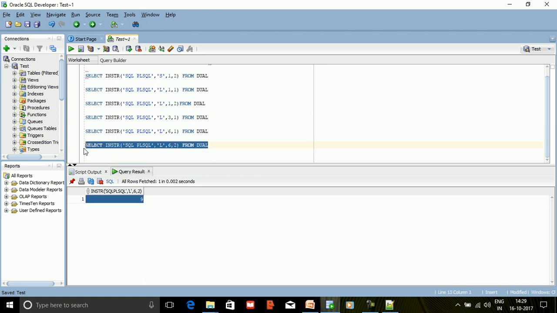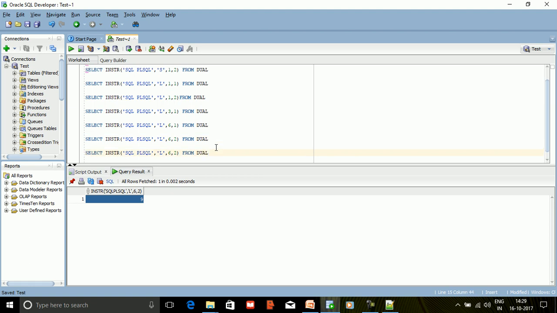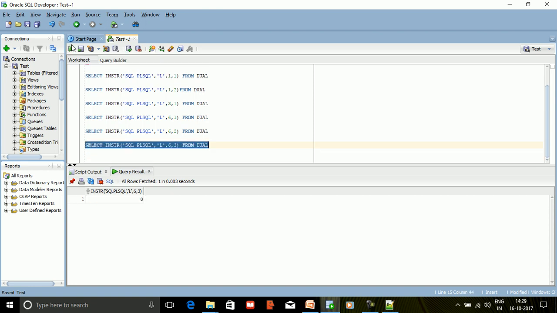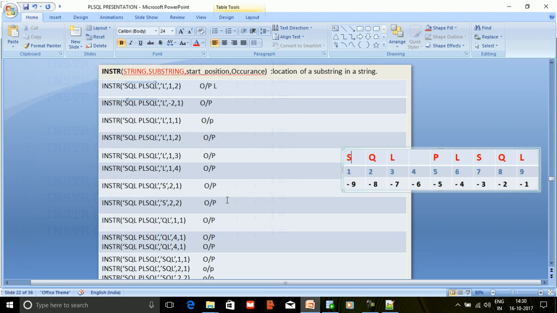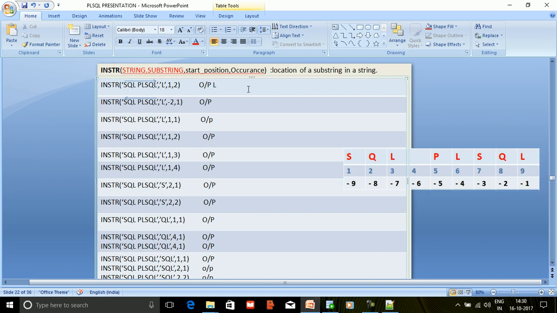Let us see that one also. Here the third occurrence, right? Yes, 0, because there is no matching of the occurrence. So these are the simple examples you can have. Let us go for this output also. Just write down the outputs.